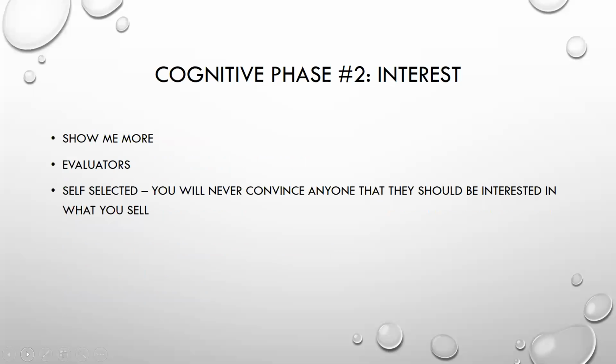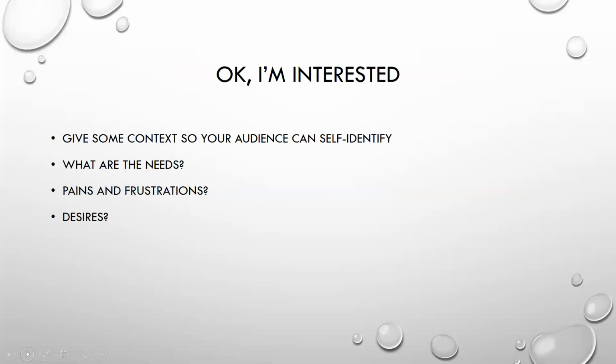Okay, so cognitive phase 2, we call the interest phase. This is where your audience are interested now, after they've become aware of you and your brand and your service, or aware of their need. We call them the evaluators. They're evaluating all the information. And these are the people that you will never convince, or you will never convince anyone that they should be interested in what you sell. These people have seen what they've seen, they've done their browsing, they're aware, and now they're sitting up and thinking, okay, now I'm interested.